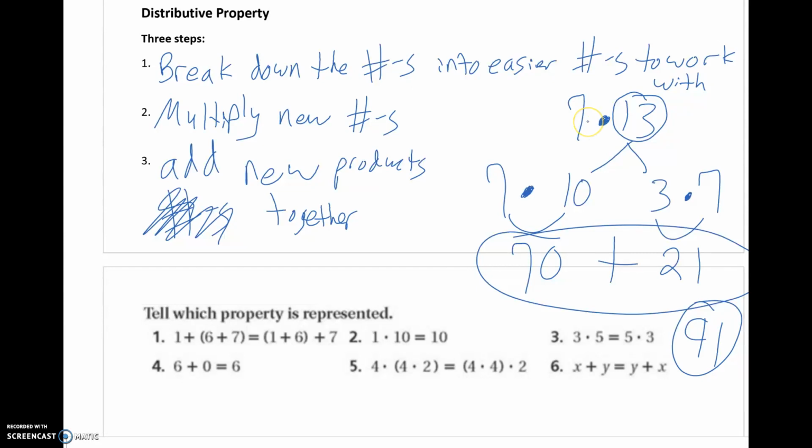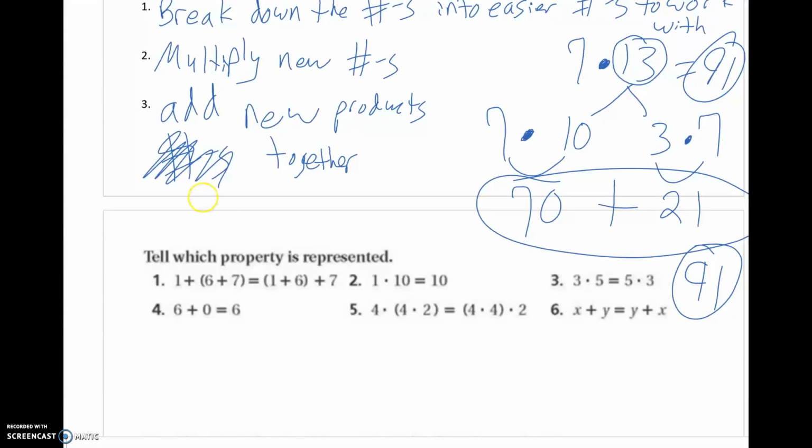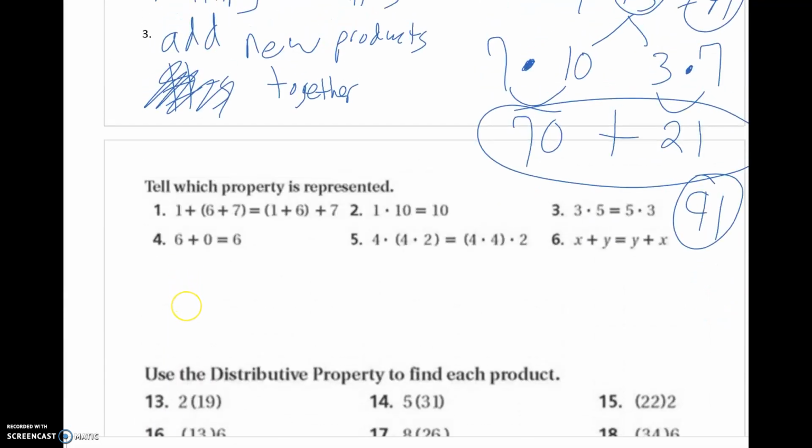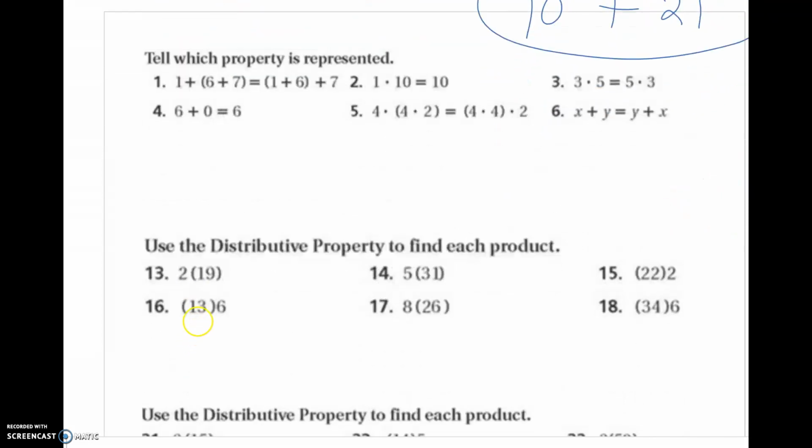So go back up to the top. 7 times 13 is 91, okay? We'll do a few more of these to make sure we understand this. Okay, let's actually jump down here to the distributive property. And if we have time, we'll go back over this top portion.